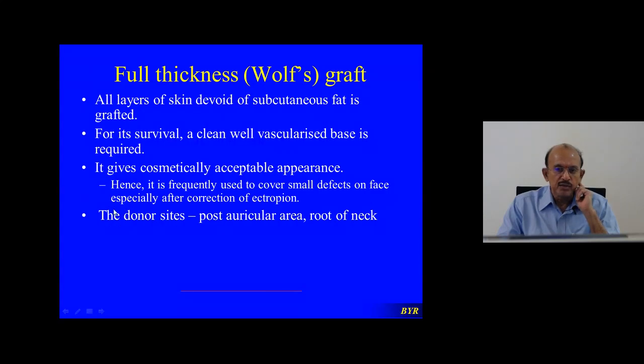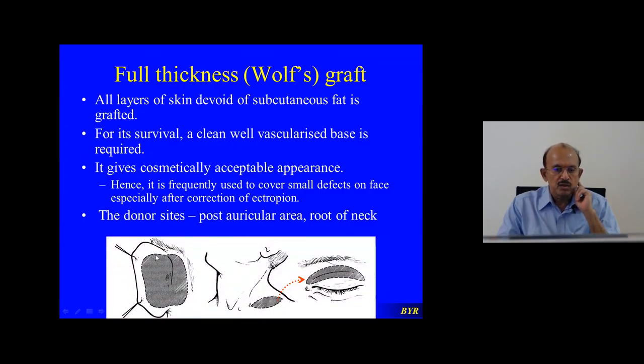So the donor sites for Wolf graft being postauricular area, root of the neck. So this is the ear. So you take the graft from behind the ear and you can place it over the ectropia, over the eyelids.